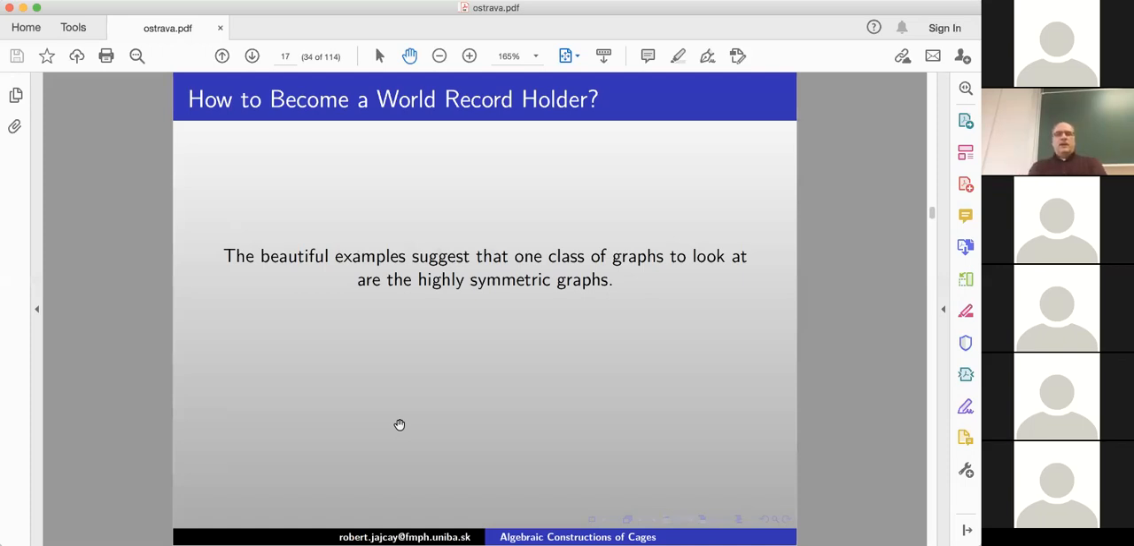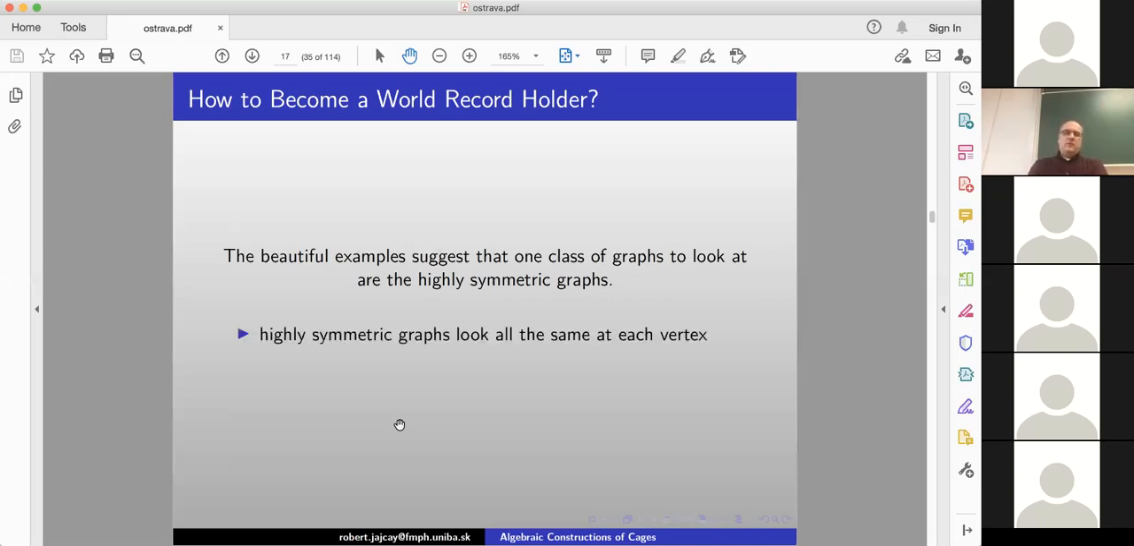I did it on purpose. If you look at the beautiful examples, they are really, really very special. And you will notice that all of them are so-called highly symmetric graphs. So they have lots of symmetries. And I will try to convince you that that's not just something that happens. There is a good reason why highly symmetric graphs are good candidates for optimal cage graphs. So looking at the examples suggests to me that we should be looking within the class of highly symmetric graphs.